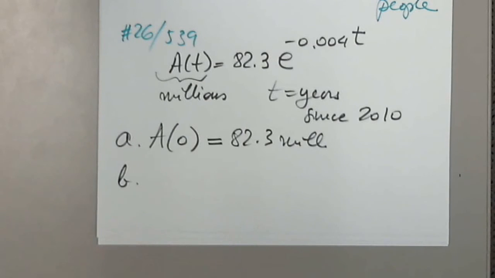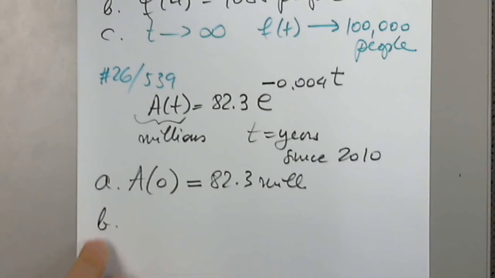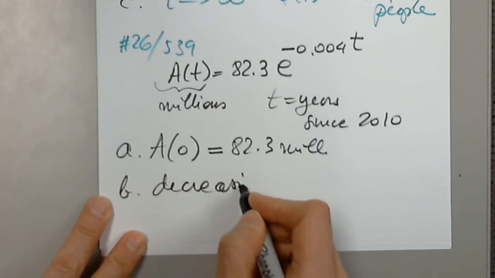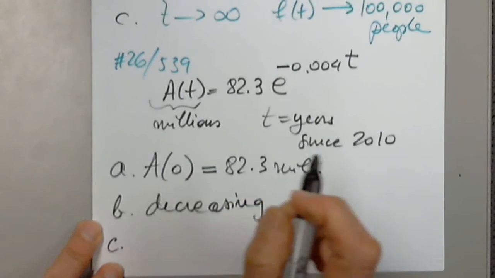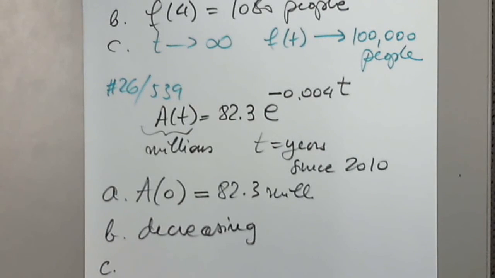Part B. Is the population of Germany increasing or decreasing? Decreasing, because of the decay model. The decay model has minus. Okay. In which year will the population of Germany be 79.1 million?